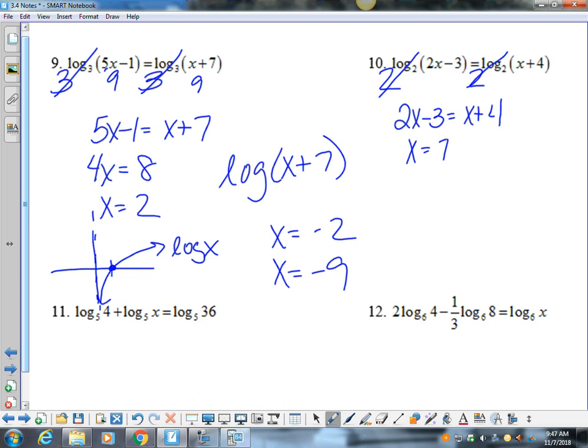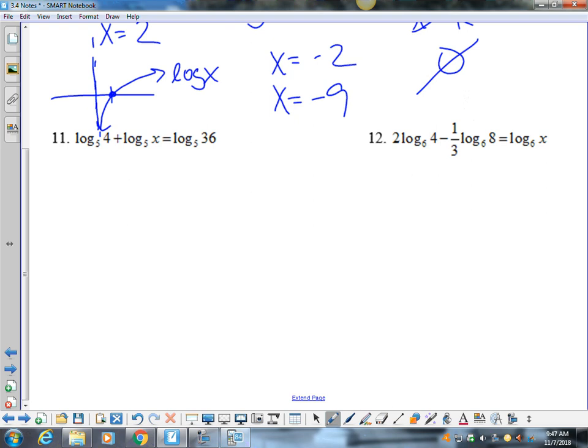So like, look at number 10. If I got x equals 1, could I keep that? No, because it would make that negative. So I'd mark it out and write no solution if that happened.